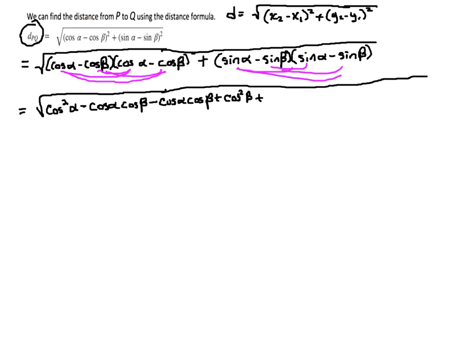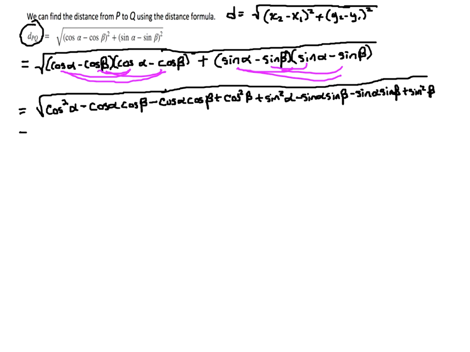Plus sine alpha times sine alpha is sine squared alpha. Sine alpha times negative sine beta is negative sine alpha sine beta. Negative sine beta times sine alpha is negative sine alpha sine beta. And negative sine beta times negative sine beta, I'm going to try to squeeze this in, is positive sine squared beta. I made it. There we go.